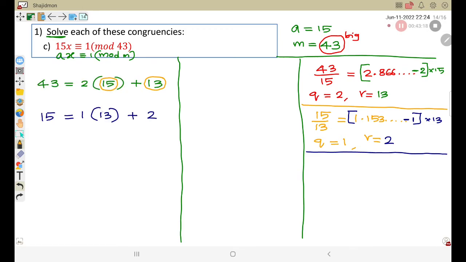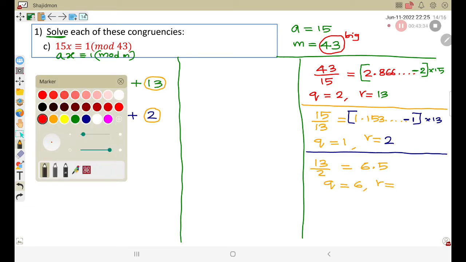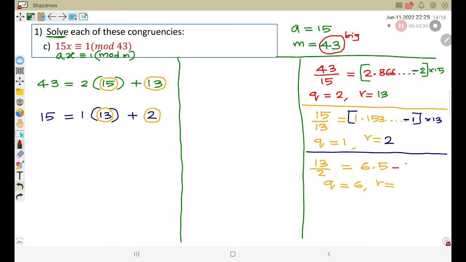Hope you understood. Now take the numbers 13 and 2. So we divide 13 by 2, which equals 6.5. So quotient equals 6. The remainder you can check by calculator. Opposite of 6, minus 6, multiplied by the divisor 2. So you will get 1. So 13 equals quotient 6, divisor 2, plus remainder 1.